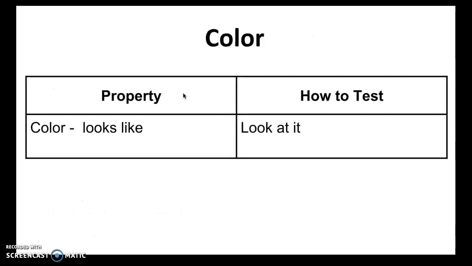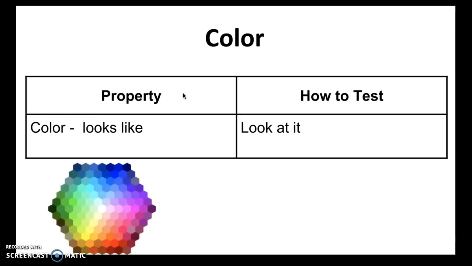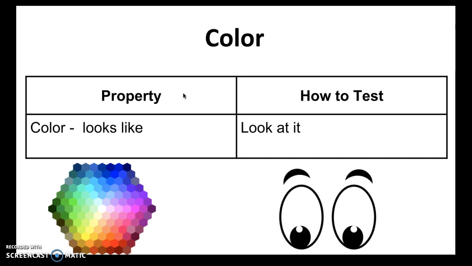So color basically describes what it looks like in a way. It's a hue or what it looks like. So, and we kind of know like, oh, is it red? Is it blue? Is it green? And the way that we test it, we simply just look at it. So we use our sight as a sense to just look at it and see the color.